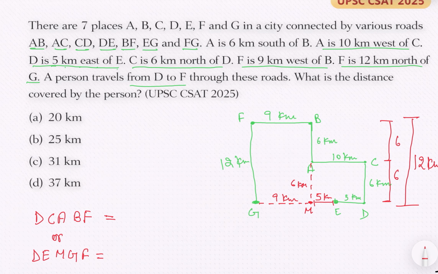If we follow the path D, C, A, B, F, then the total distance covered will be 6 plus 10 plus 6 plus 9, which is equal to 31 kilometer. And if we follow the path D, E, M, G, F, then the total distance traveled will be 5 plus 5 plus 9 plus 12, which is equal to 31 kilometer. So he has to travel the distance 31 kilometer. Option C is the correct answer.